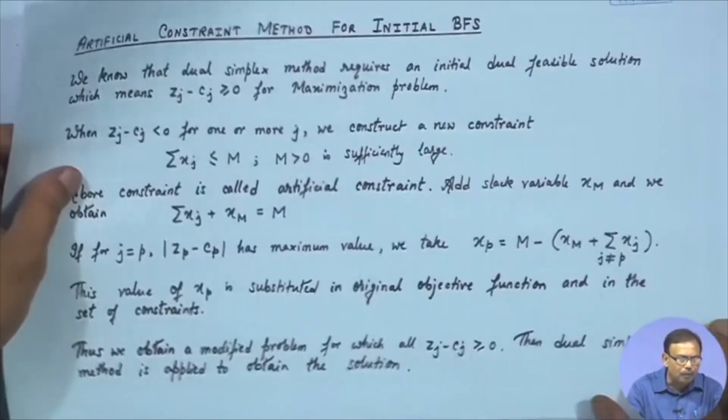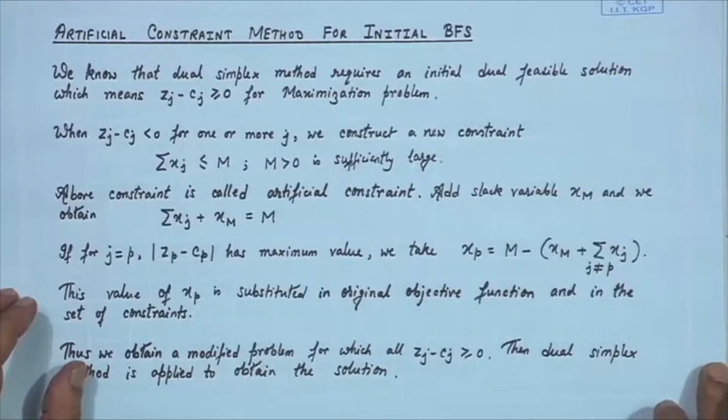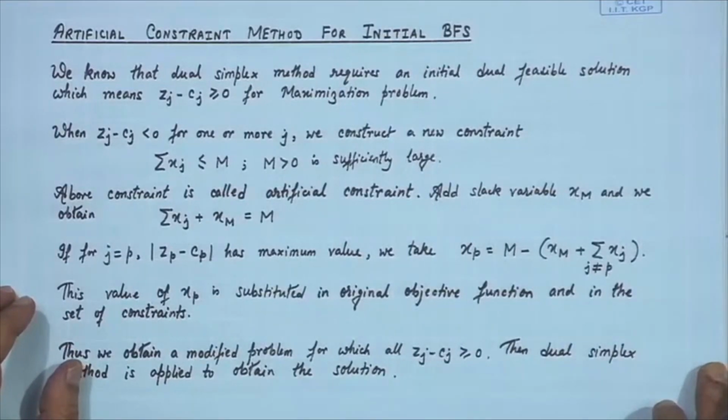Now, we will discuss that part also when we do the examples. Artificial constraint method for initial basic feasible solution. As you know, the dual simplex method requires an initial dual feasible solution, which means z j minus c j should be greater than or equal to 0 for a maximization problem. As we have said, if z j minus c j is not greater than or equal to 0, in that case we cannot use this dual simplex method.